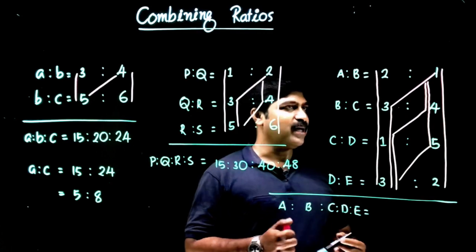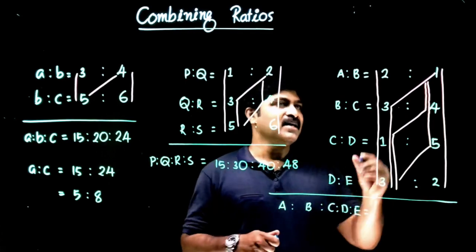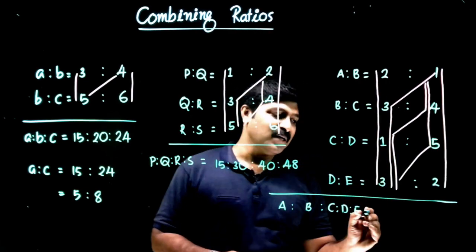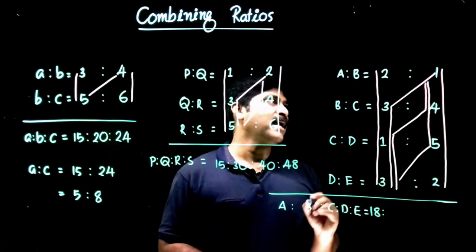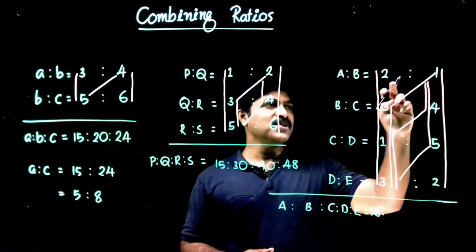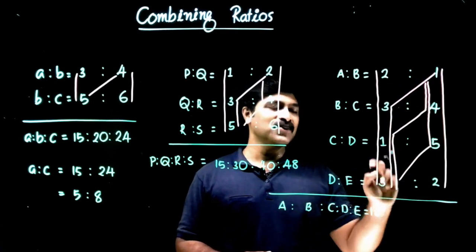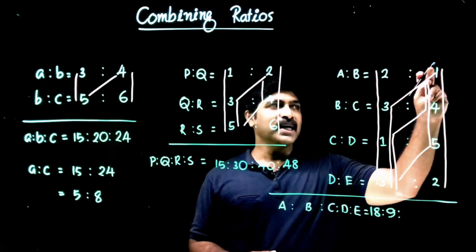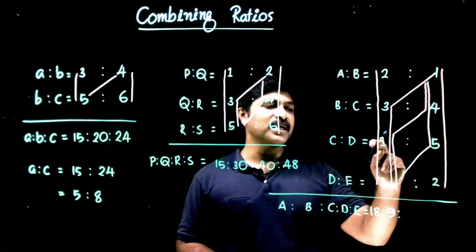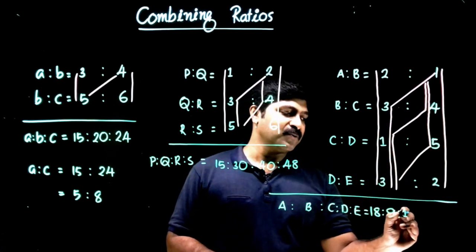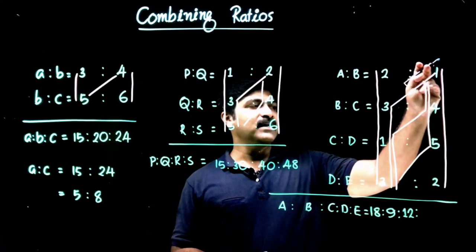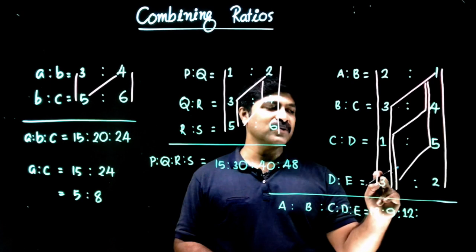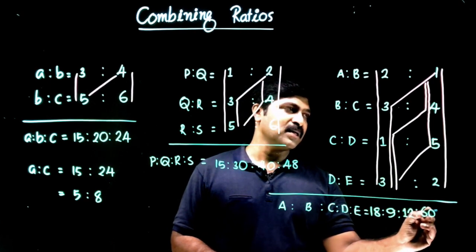So here we can find out what the final result is. The first value, 2 into 3 into 1 into 3. So that is 18. And for the second value, 1 into 3 into 1 into 3. That is 9. And third, 1 into 4 into 1 into 3. That's equal to 12. And the fourth value, 1 into 4 into 5 into 3. So that's equal to 60.